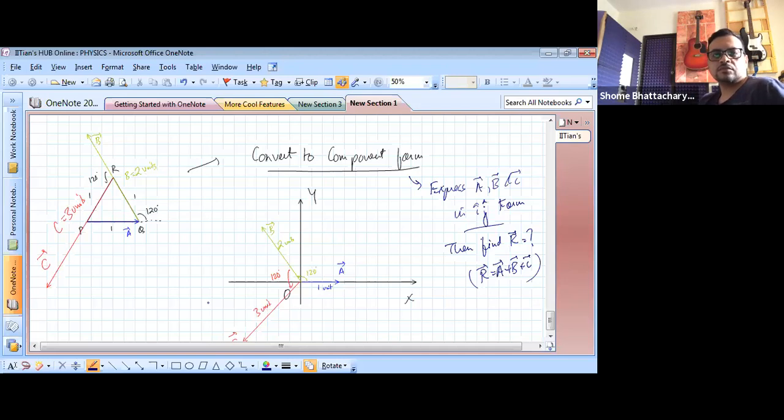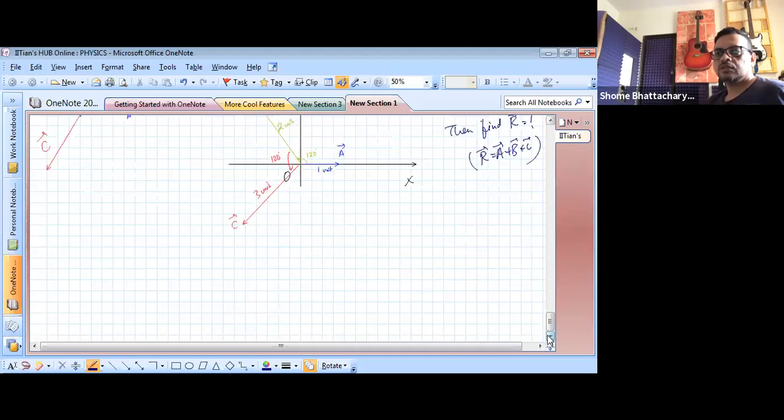Sarvesh, you can't use the cosine rule here because they are not forming a closed triangle. The cosine rule, remember, applies to a triangle. Here the vectors are placed along a triangle, but they are not forming a closed triangle. We can't really use that. Anyway, I'll explain to you how we can do this by other methods also.